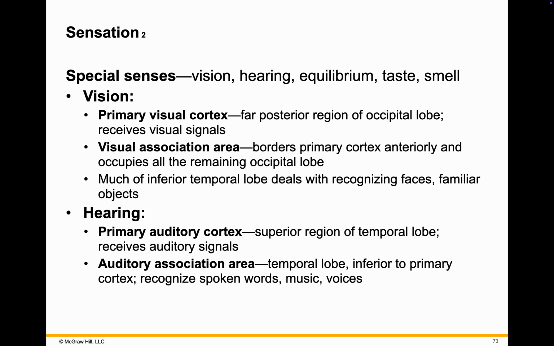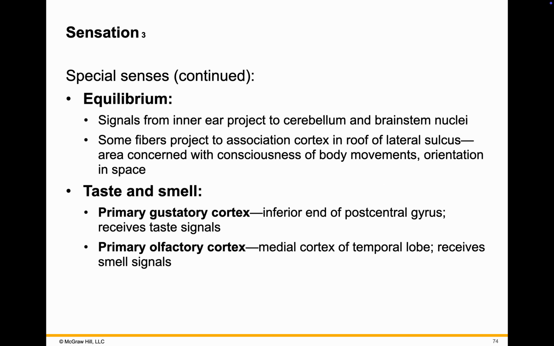Hearing, we have a primary auditory cortex in the superior region of the temporal lobe that receives auditory signals, and auditory association areas in the temporal lobe that are inferior to the primary cortex. They are used to recognize spoken words, music, and voices. Equilibrium, the signals from the inner ear project to the cerebellum and brainstem nuclei. Taste and smell, we have a primary gustatory cortex getting taste signals, and the primary olfactory cortex getting smell signals.